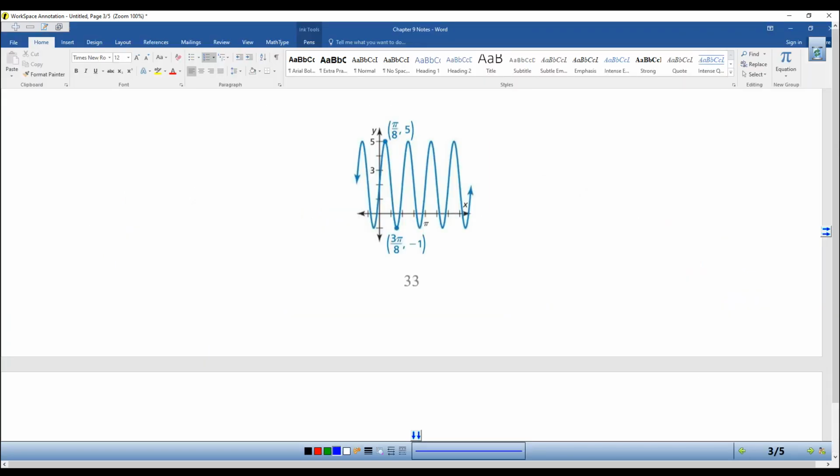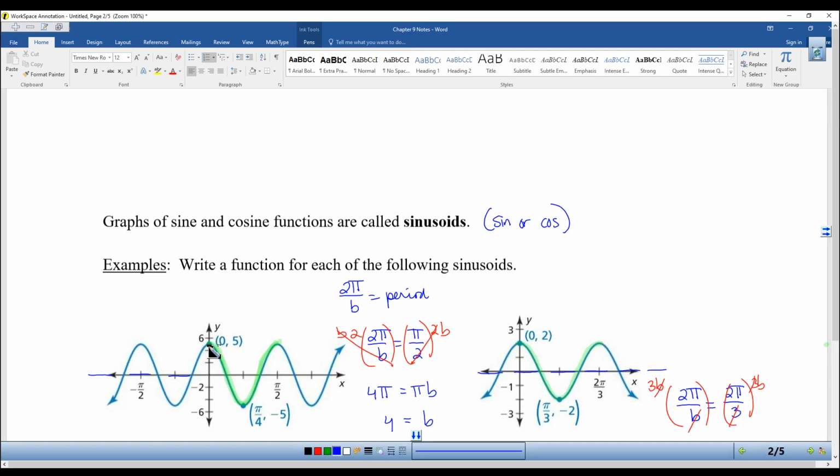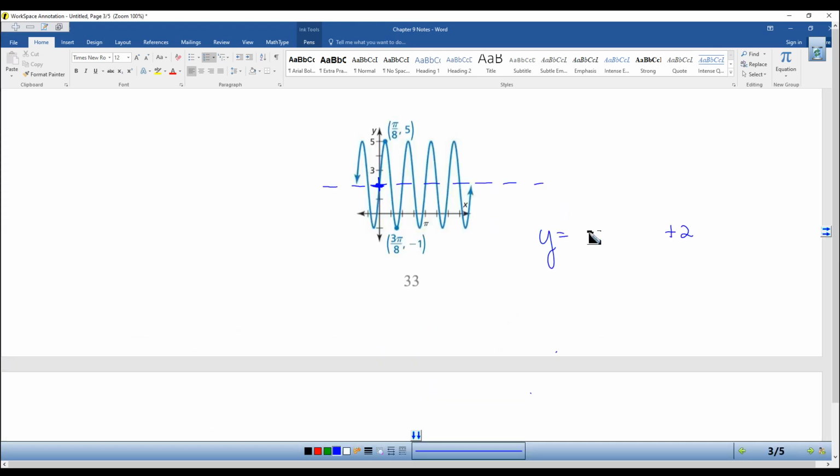All right, there's one more of these. So this time, a little bit trickier. Find the midline. So I go like this, and then I feel like I've cut it in half. So if this is the midline, then I'm going to have to think about this as my 0, 0, which means this graph has been moved up 2. And because it starts at 0, unlike the other ones that started above, this one's going to be a sine. So a sine b x plus 2.